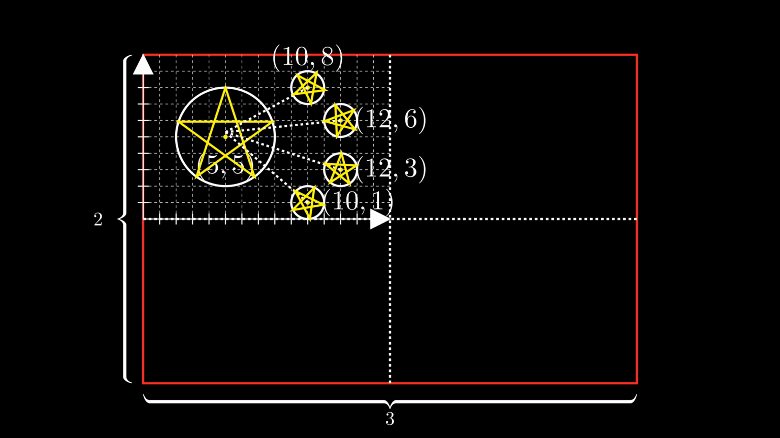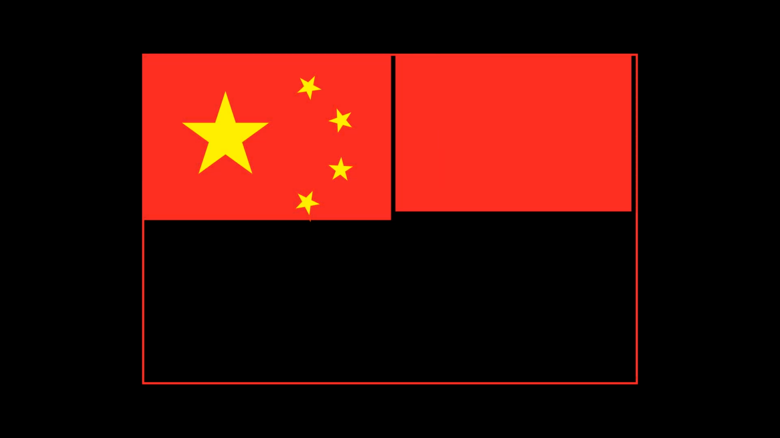Next, we will remove the excess auxiliary lines and fill the interior of the 5 pentagrams with yellow. Fill in the remaining parts in red. The five-star red flag is already made.